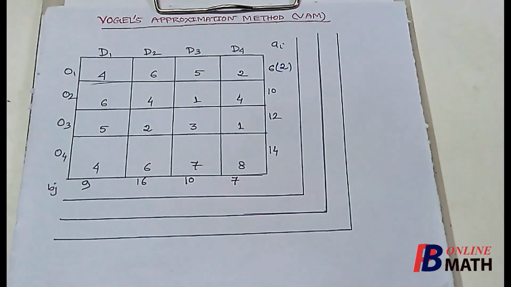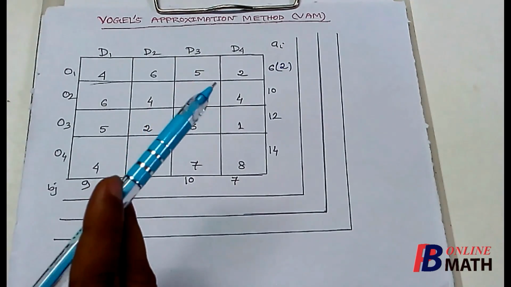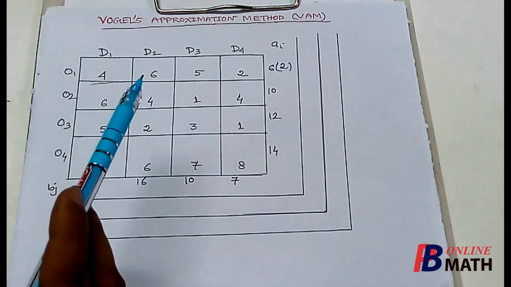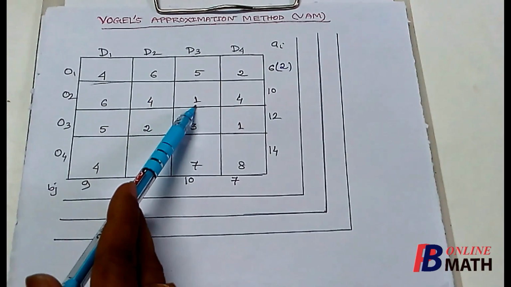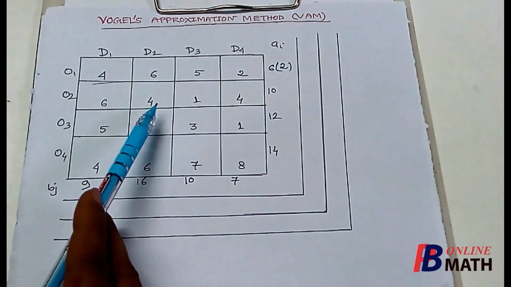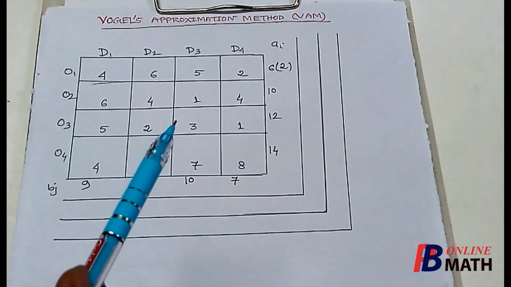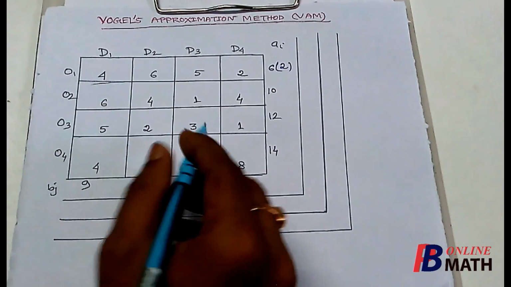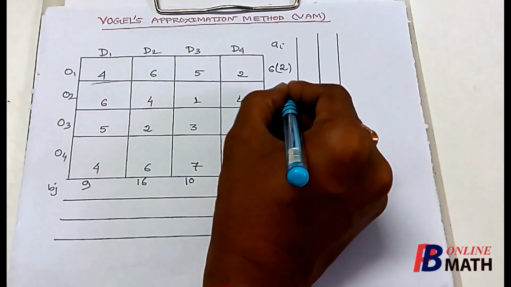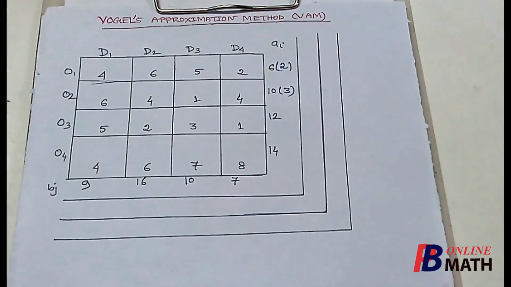Next we shall consider the second row, and similarly from the second row we shall find the minimum cost and the next minimum cost. So here we find that the minimum cost is 1 and the next minimum cost is 4, and we shall write the difference, that is 4 minus 1, 3. So we shall write this difference within a bracket beside the capacity.